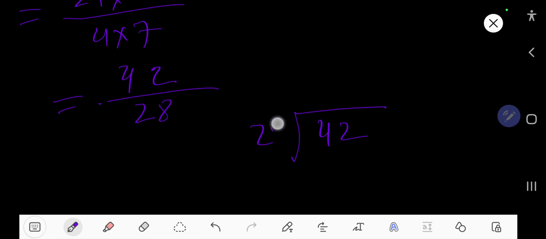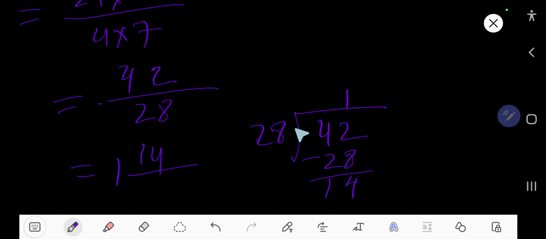Divide 42 by 28. 28 goes into 42 one time, so write 1 times 28, 28. Now subtract. We are getting here, look, 2 minus 8, borrow 1 from here, so 12 minus 8 is 4, and here 3 minus 2, that is 1. So 14 is our remainder. So this is our whole number part, then 14 is the numerator and this is the denominator.